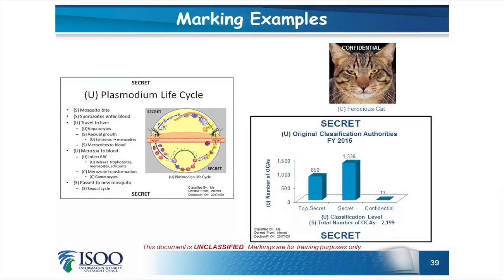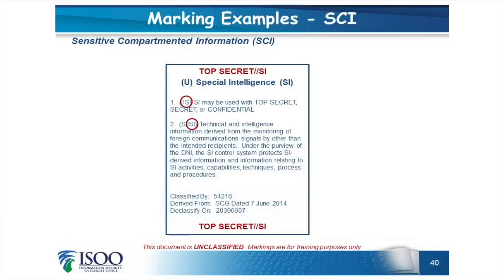Keep in mind that while I have shown the classification authority block on 2 of the examples here, it is only required to be shown on the first slide of a presentation or the first page of a document. If you need to handle documents that contain sensitive compartmented information, or SCI, this is an example of how they are marked. They follow the same marking requirements as everything else we have covered.